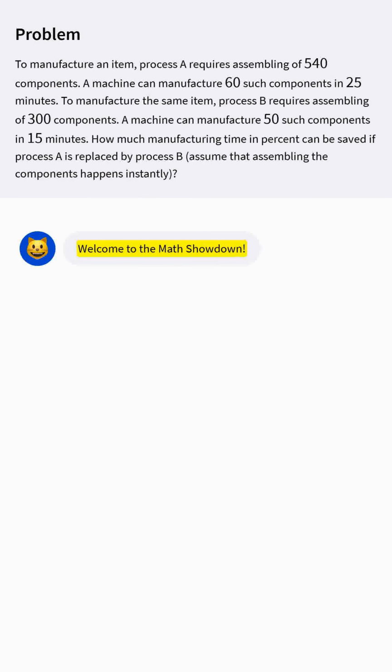Hey math enthusiasts, today we're tackling a problem about manufacturing times. We'll compare two processes to find out which is faster. Our strategy? Break it down into bite-sized pieces and crunch those numbers.